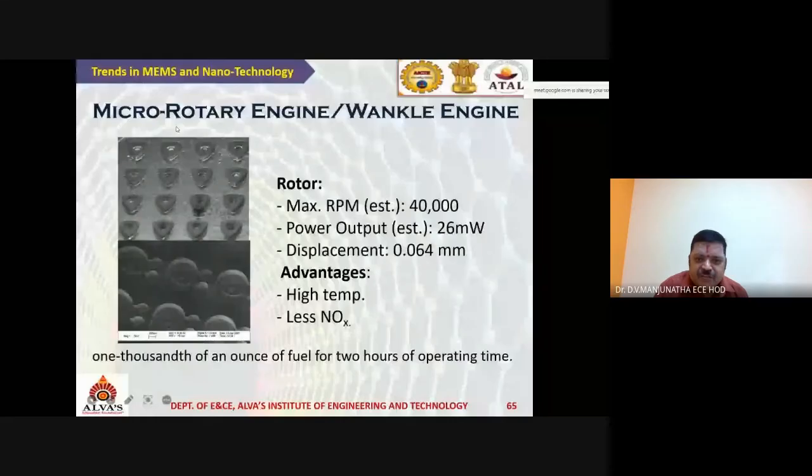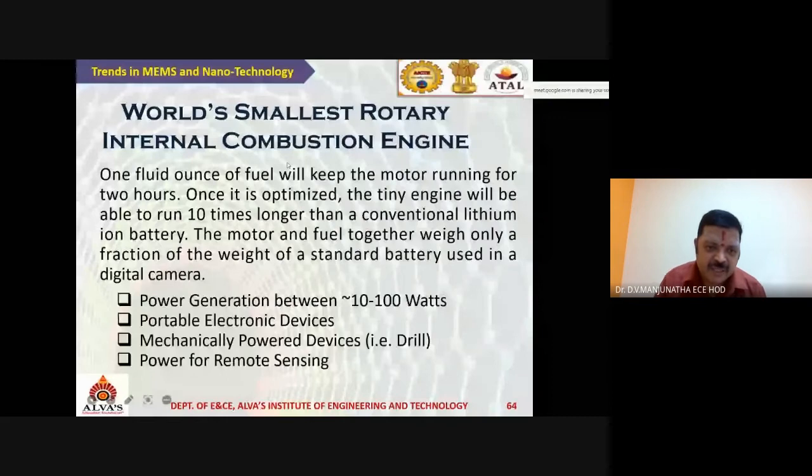So one fluid ounce of fuel will keep the motor running for 2 hours. Once it is optimized, the tiny engine will be able to run 10 times longer than the conventional lithium-ion battery. So batteries are replaced by MEMS batteries nowadays. Micro rotary engine, batteries are replaced by MEMS batteries, right? Lithium-ion batteries are nowhere in the days to come.